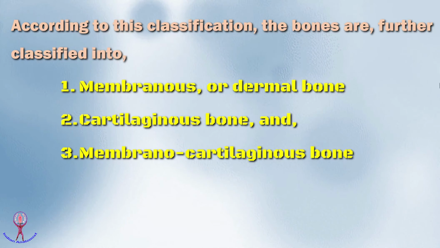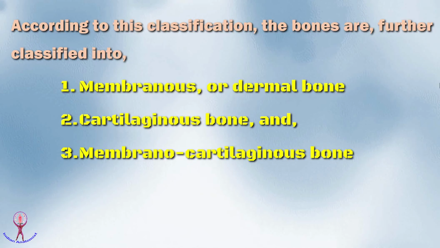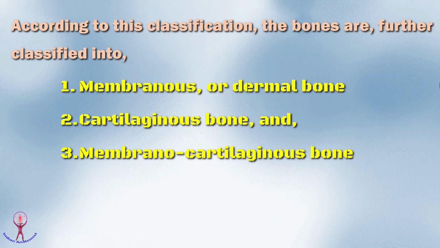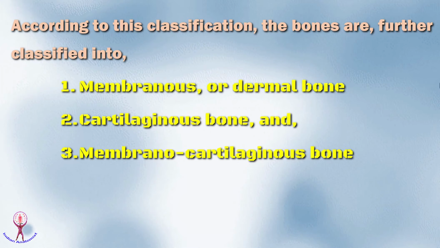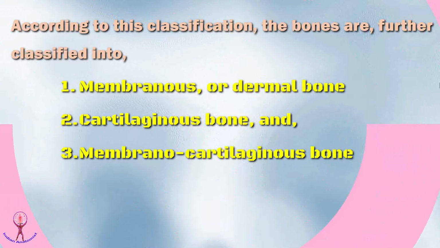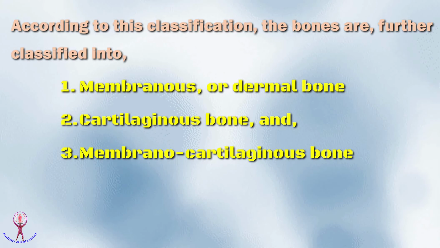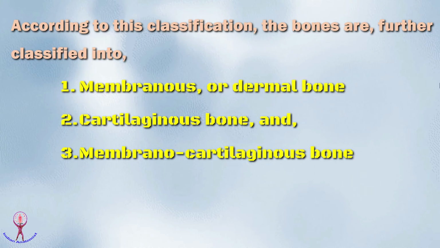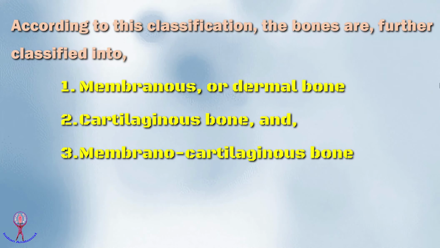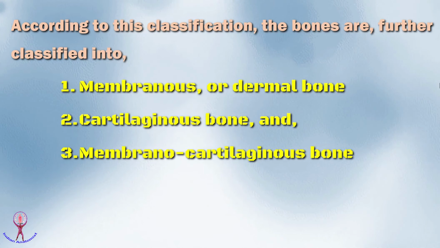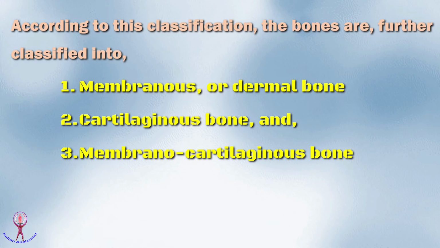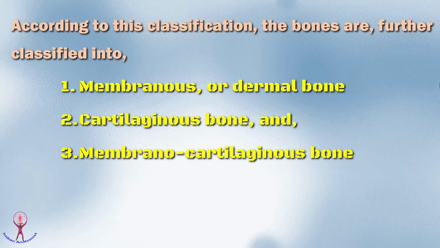Two are still waiting. In the next discussion, the third category of bone classification will be studied, focusing on their developmental or embryological characteristics. According to this classification, the bones are further classified into 1. Membranous, or dermal bone, 2. Cartilaginous bone, and 3. Membrano-cartilaginous bone. First, I will discuss the membranous bone.